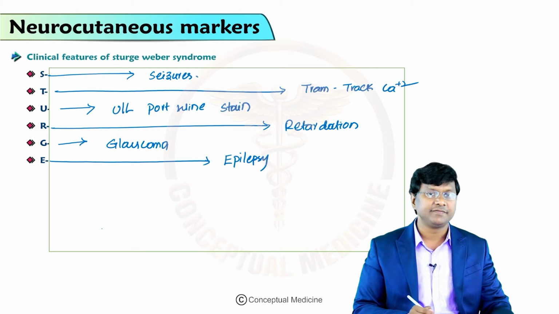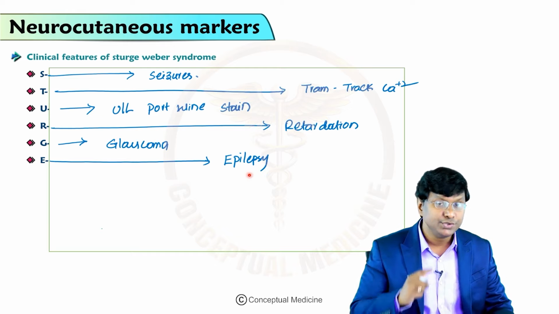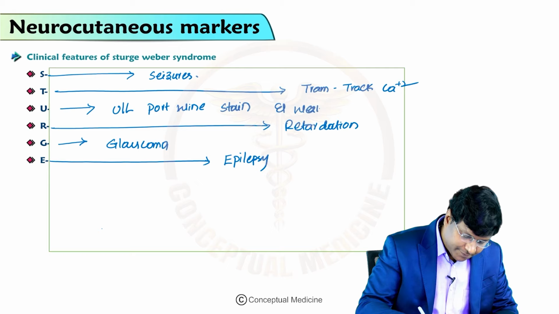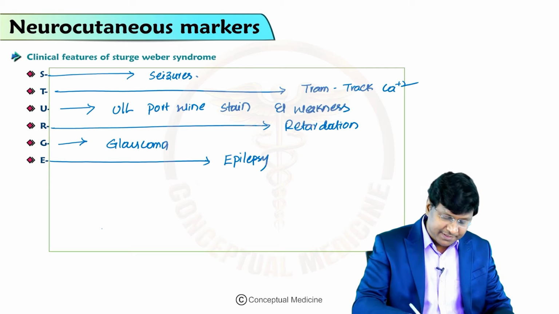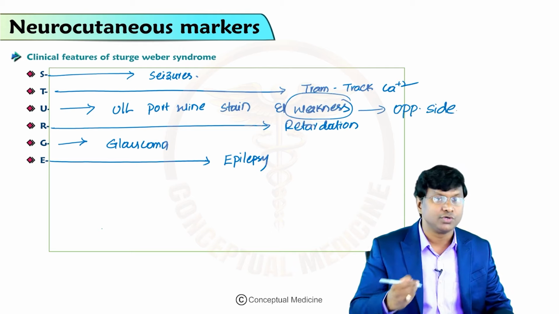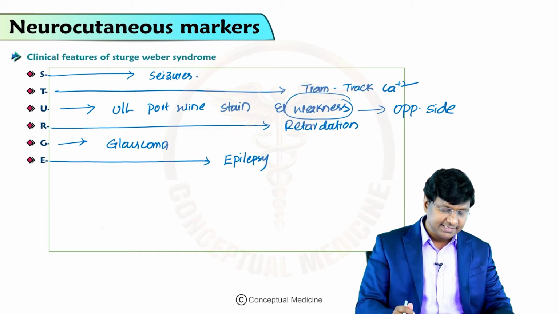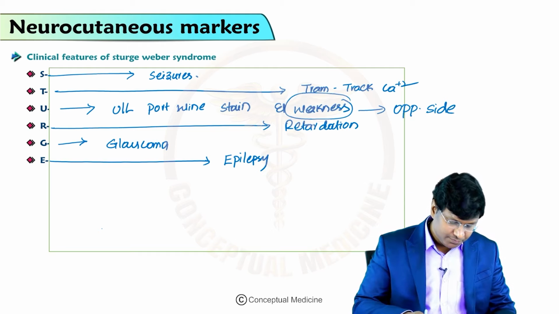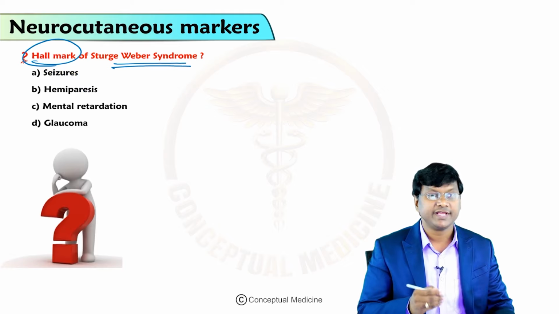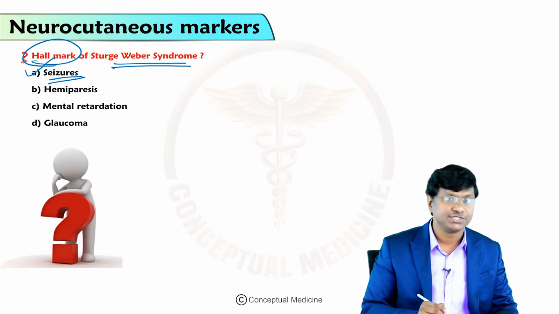Okay, so these are the clinical features of Sturge-Weber syndrome, right? The seizures, tram track calcifications, I'll show you the imaging, unilateral port wine stain and weakness. Not only port wine stain, there will also be weakness because of the cortical atrophy. And this weakness is usually on the opposite side because the corticospinal tract crosses onto the opposite side. And R is mental retardation, G is glaucoma, E is epilepsy. So these are the clinical features of Sturge-Weber syndrome. The hallmark of Sturge-Weber syndrome is seizures, along with hemiparesis, mental retardation and glaucoma.